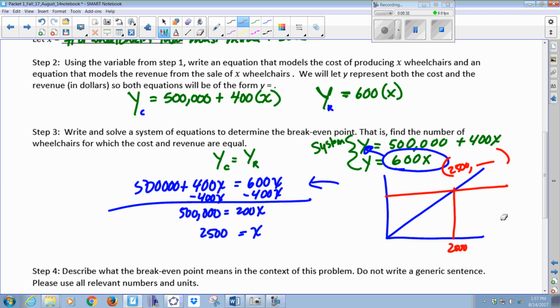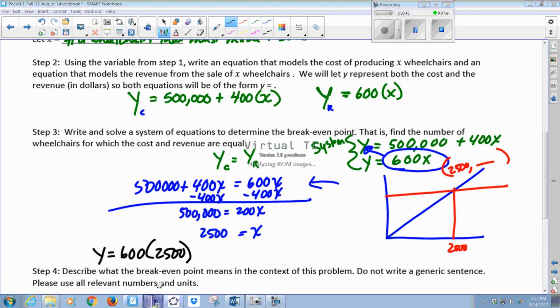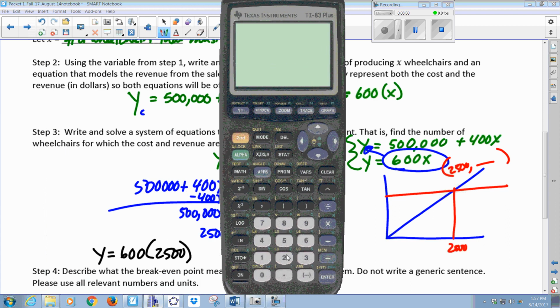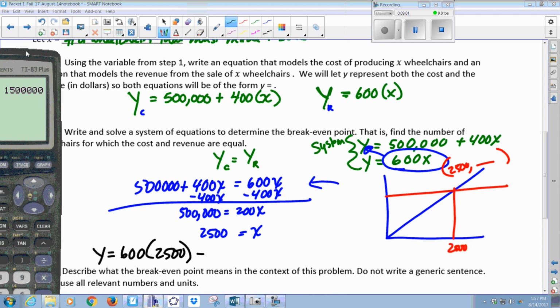So we have to go back to one of our original equations. Let's pick on the revenue equation, since that's a simpler equation, and put 2,500 in. So the y value when the x value is 2,500, let's see what that's going to be. So we have 600 times 2,500 equals 1,500,000.